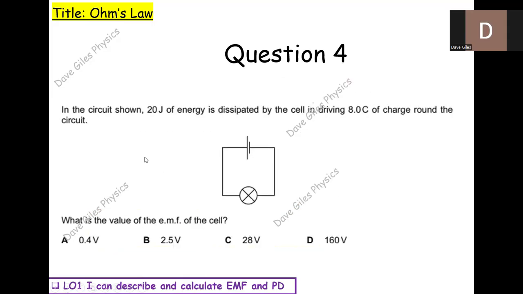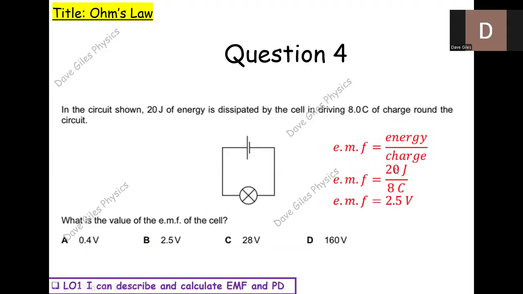The last one, in a circuit shown, 20 joules of energy is dissipated by the cell in driving 8 coulombs of charge around the circuit. What's the value of the EMF of the cell? So you just do EMF is energy over charge, 20 over 8, so 2.5 volts. So there's some paper 2 questions to cover the first learning objective, describe and calculate EMF and PD.